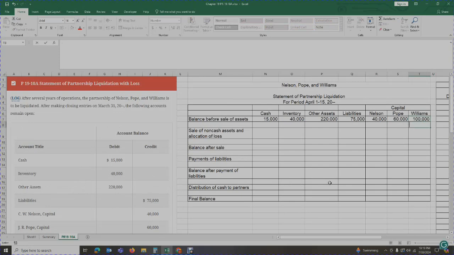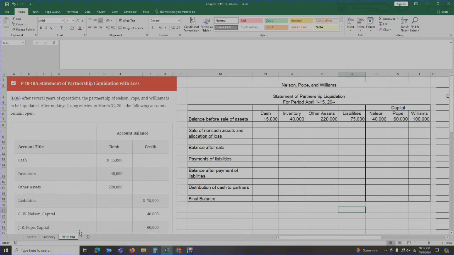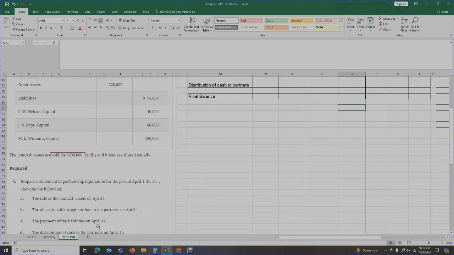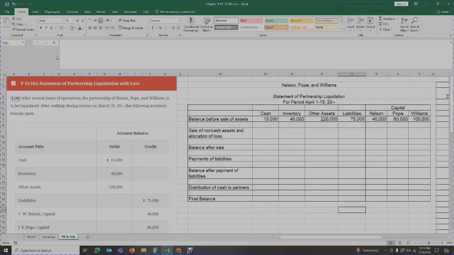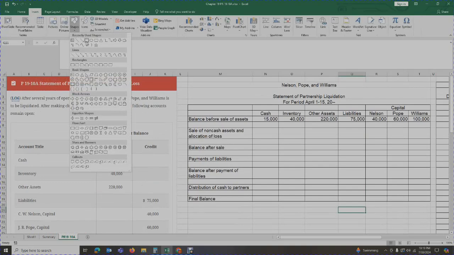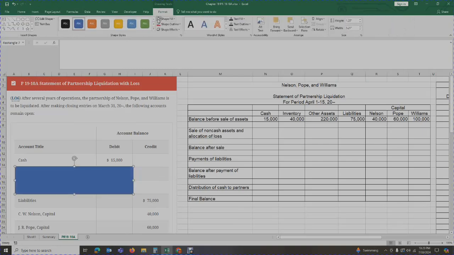So all I have done here is just copy and paste the information from the chart of accounts provided, okay? Now step number 1, we're going to sell our assets, and according to the problem we are going to sell the non-cash assets for $230,000, okay? So remember that, $230,000. So my non-cash assets are my inventory and my other assets.